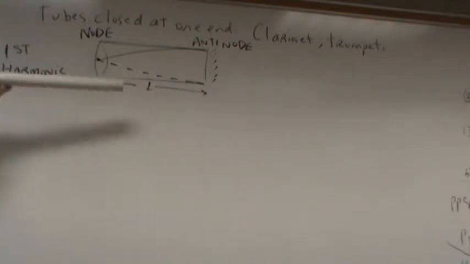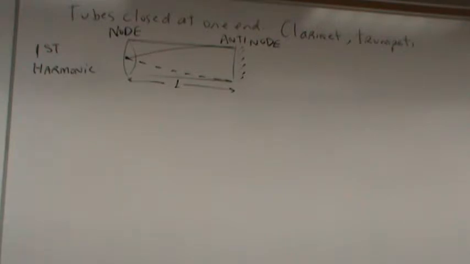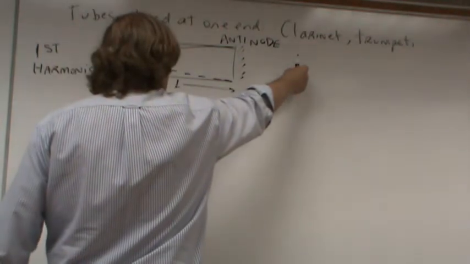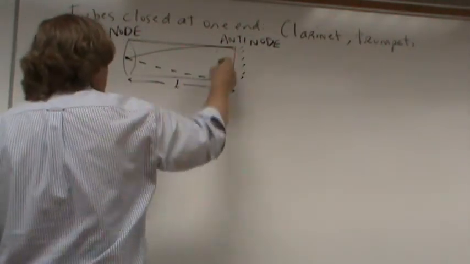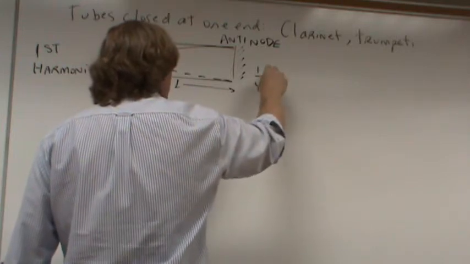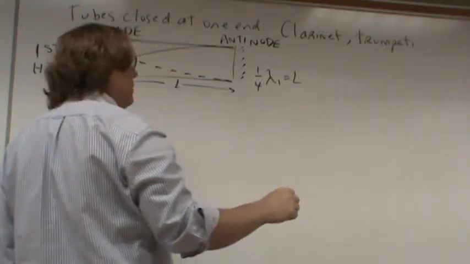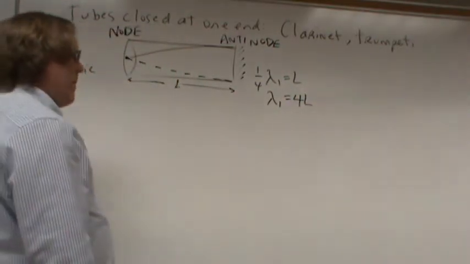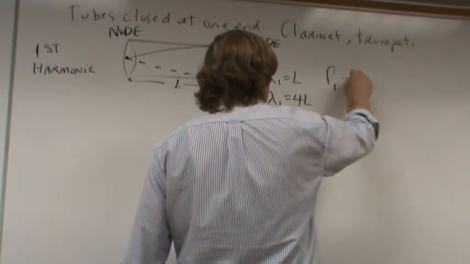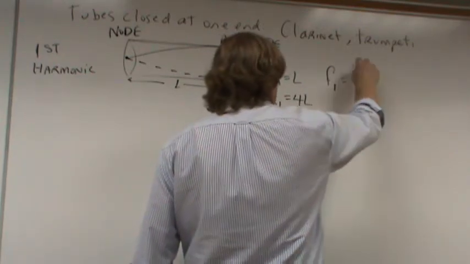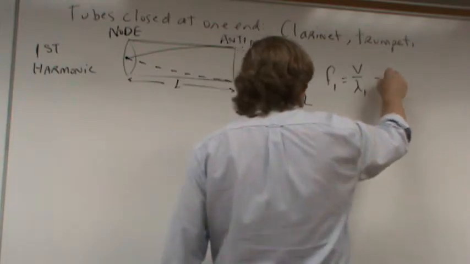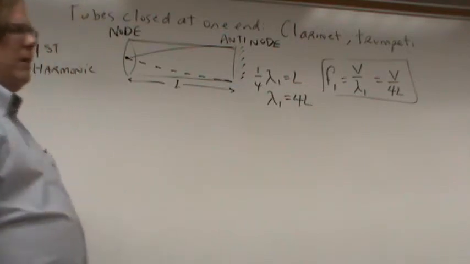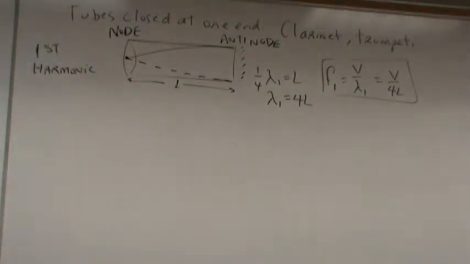So tell me, what fraction of a wavelength do I have there? Yeah, 1/4, not 1/2. For 1/2 I would have to go to there. From there to there, that's only 1/4 of a wavelength. 1/4 lambda equals L, which means that wavelength equals 4L. So when I get my fundamental frequency, that's going to be V over lambda. That's going to be V over 4L. That's my fundamental frequency of a tube closed at one end.